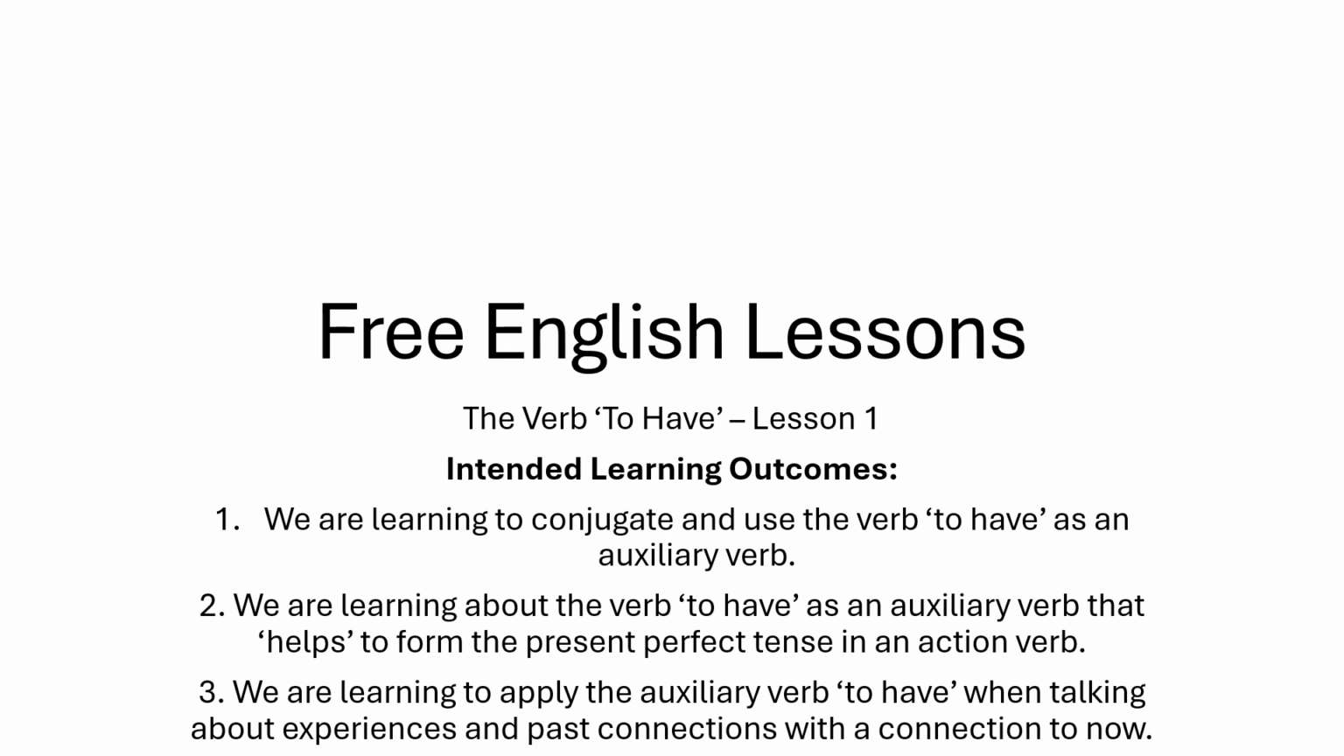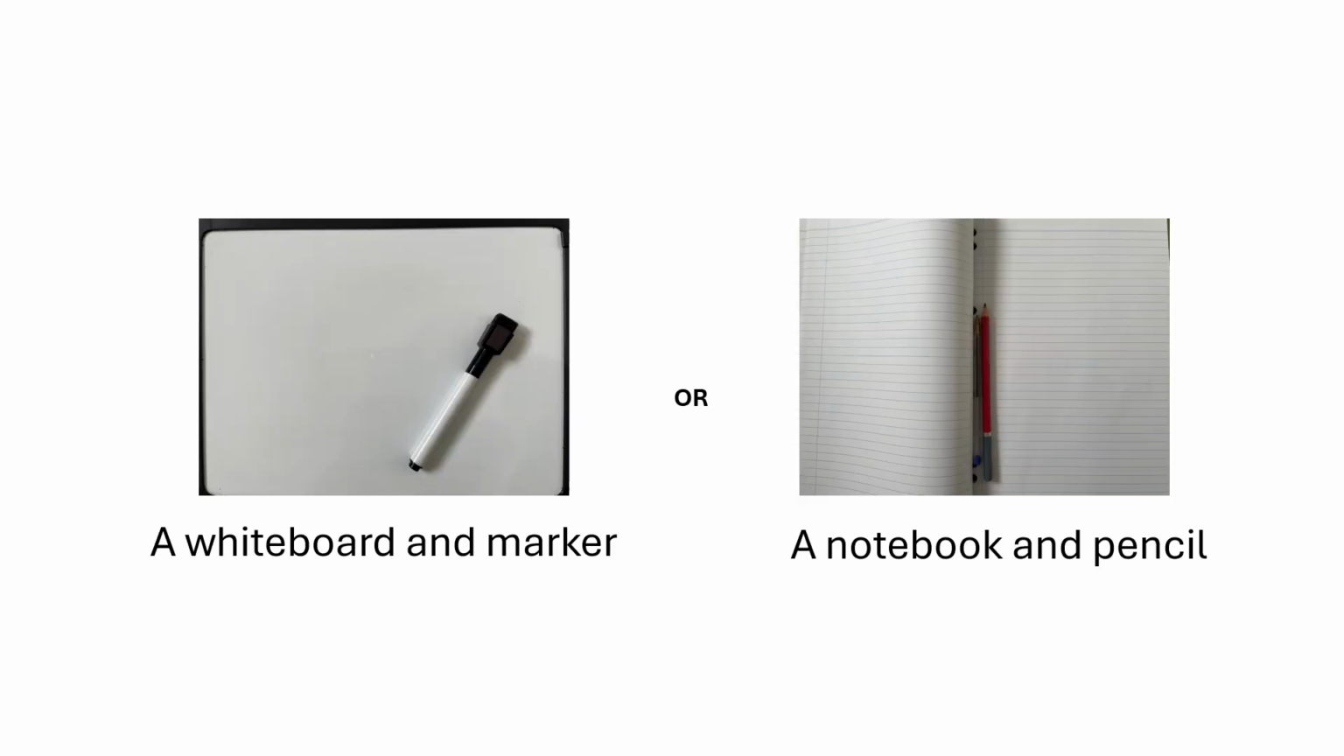3. We are learning to apply the auxiliary verb to have when talking about experiences and past connections with a connection to now. It is important to write when you are asked to. It helps you to learn. You can use a whiteboard, but ideally a notebook would be best. That way you can keep a record of your learning.